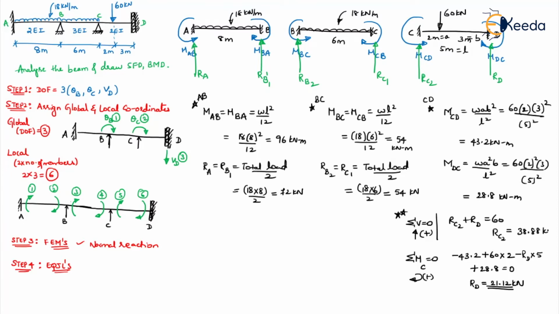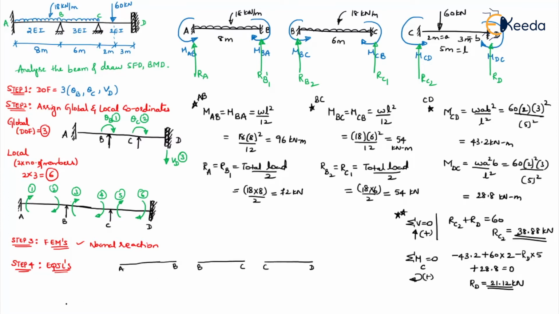38.88 kilonewton. Okay. Now in order to get your EQJLs, just change the directions and put them. You will get your EQJLs. So I am writing all the EQJLs here. This is the first beam, this is the second part of the beam, and this is the third part of the beam. Okay, so naming, this is A, B, B, C and C, D.